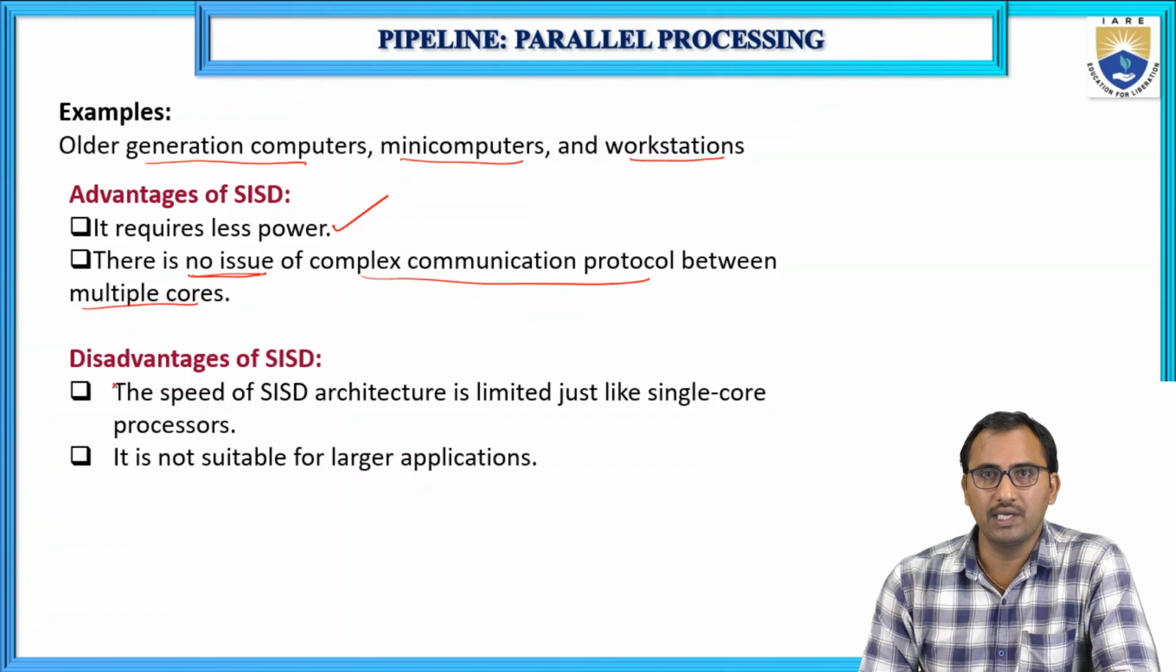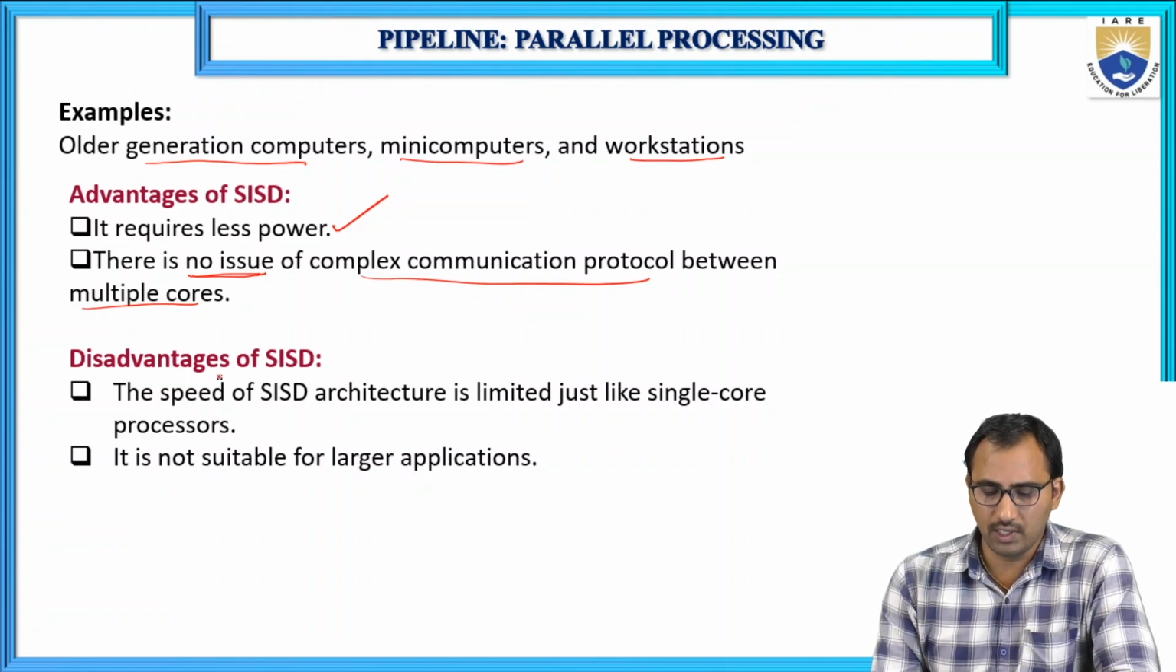And coming to the disadvantages of SISD. The speed of SISD architecture is limited, just like a single core processor, because we are using only a single processor. So the speed is limited, and it is not suitable for larger applications. Where very high performance is required, we cannot use this type of system. That is a drawback of SISD.